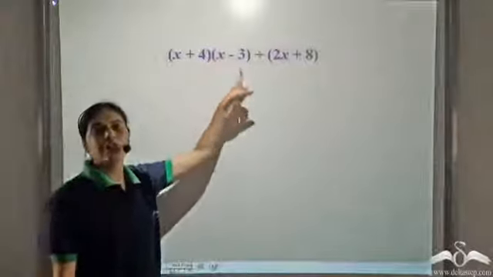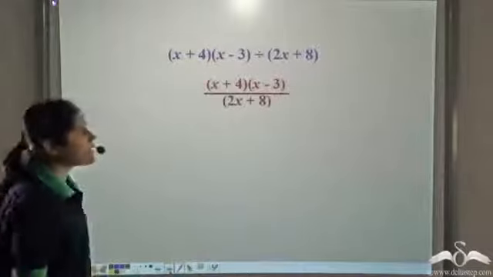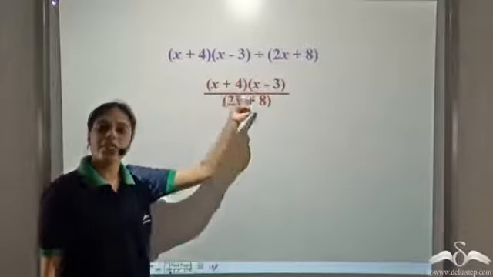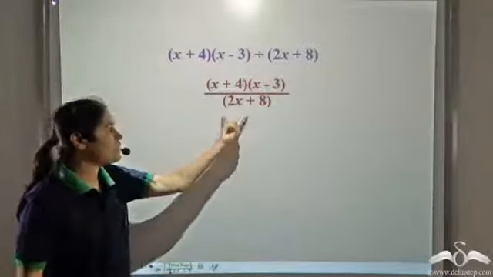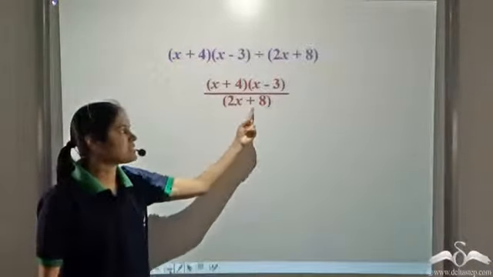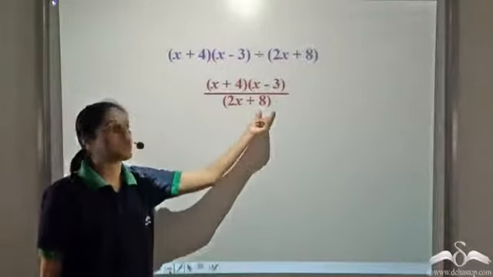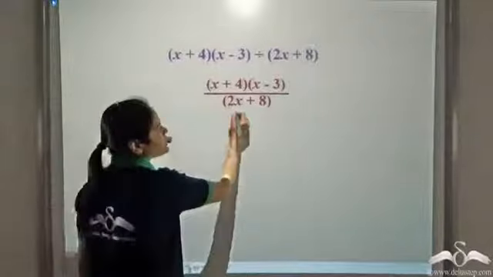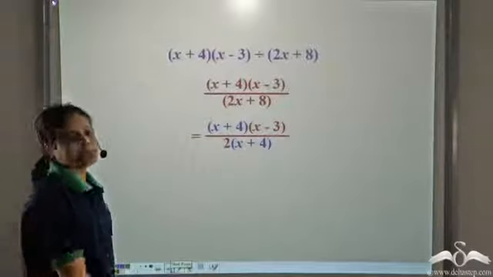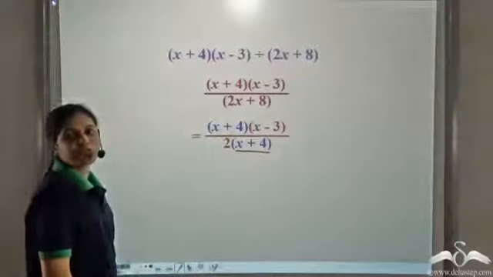X plus 4 into x minus 3 divided by 2x plus 8. So we write it like this. Now we see that the numerator is already in the factorized form. From the denominator, we can take 2 common from both the terms. It is 2 into x and it is 8, so we can write it as 2 into 4. So 2 is common from both the terms, 2x and 8. So we take 2 common and write the denominator as 2 into x plus 4.